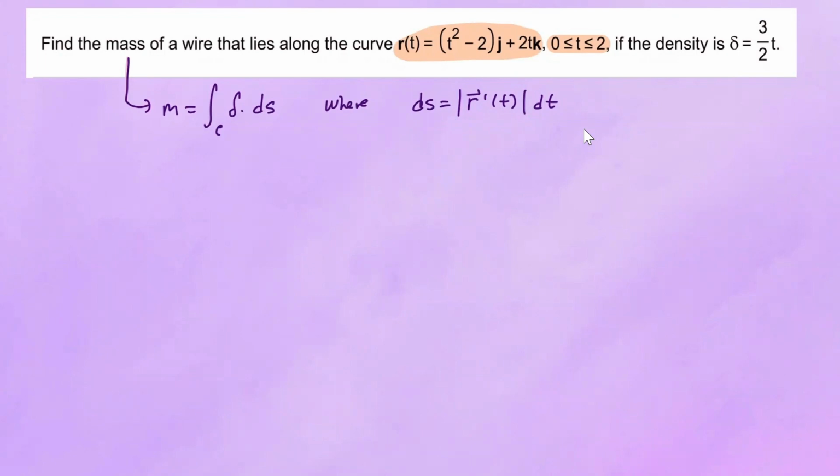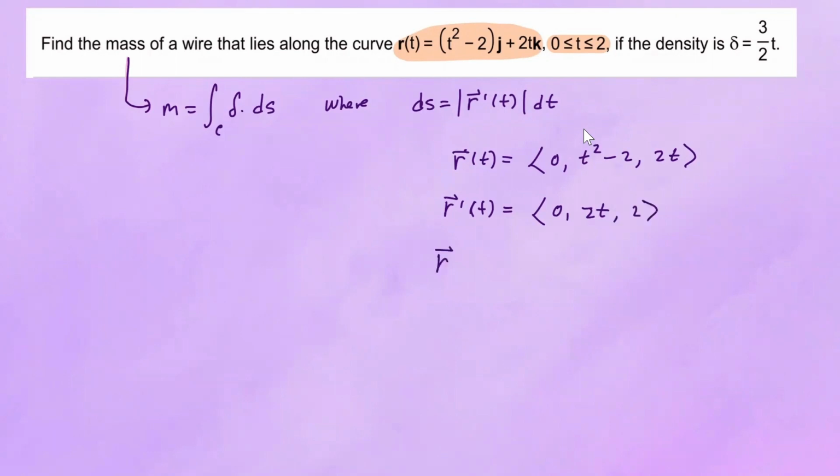First thing we need to do is compute the derivative of r of t. Since it's already parameterized for us, we just take that and work on it. So r of t in vector form: the i component is 0, the j component is t squared minus 2, and the k component is 2t. That means r prime of t is, taking the derivative component-wise, the derivative of 0 with respect to t, that's 0. Derivative of t squared minus 2, that's 2t. And the derivative of 2t with respect to t, that's 2.